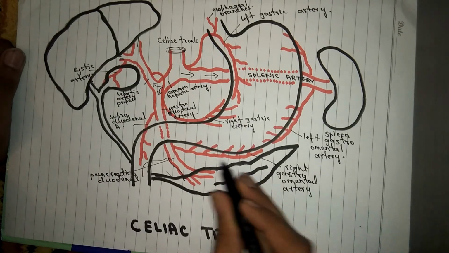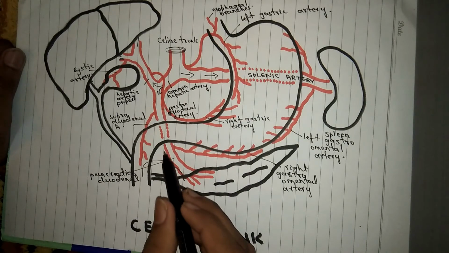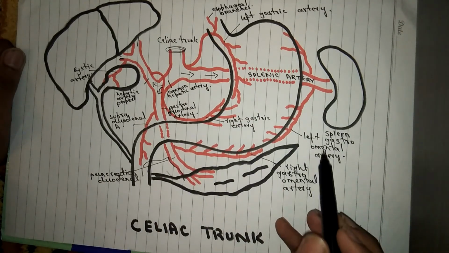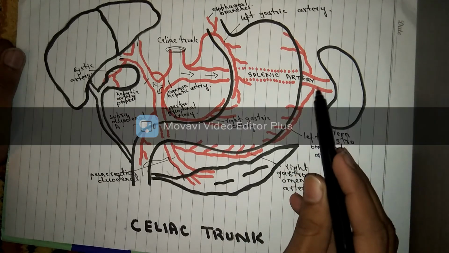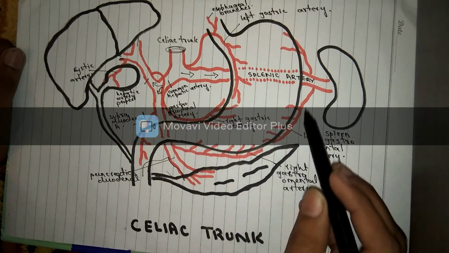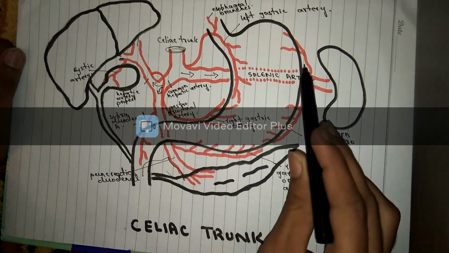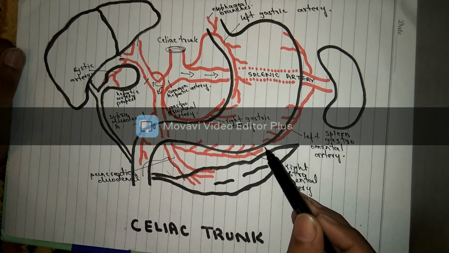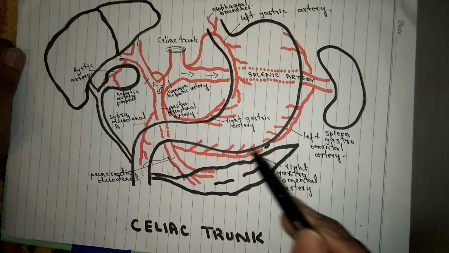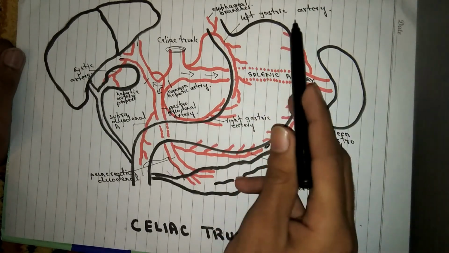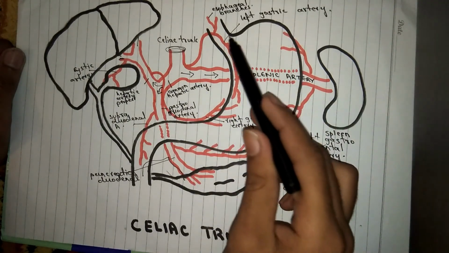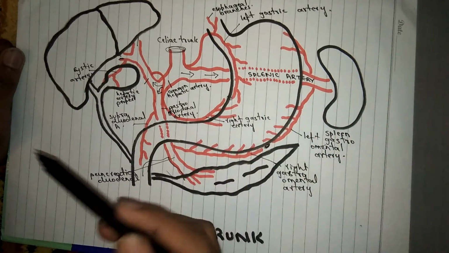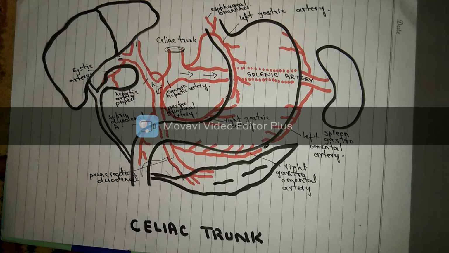So the right gastro-omental artery arising from the pancreatico-duodenal artery and the left gastro-omental artery arising from the splenic artery are together going to give the blood supply to the greater curvature side of the stomach, and they both are going to anastomose here, just like the left gastric and the right gastric arteries were supplying the lesser curvature and were anastomosing. So this is all about the celiac trunk.